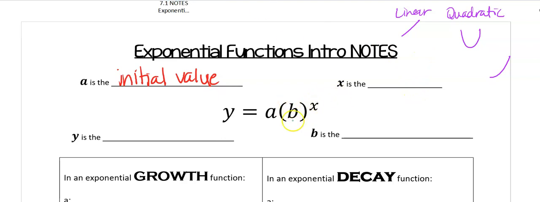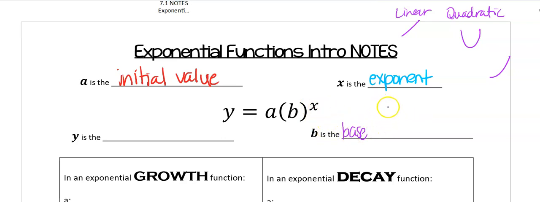The B value, well, let's go to X first. X is the exponent. This is generally the amount of time that goes into it on a lot of these problems. So we'll talk about that, but notice that the variable X is actually the exponent now. The B value in this one is actually the base. So X is the exponent, B is the base.